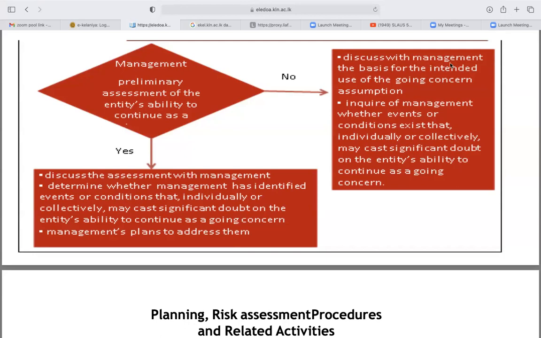Discuss with the management the basis for the intended use of the going concern assumption. Inquire of management whether events or conditions now exist that individually or collectively may cast significant doubt on the entity's ability to continue as a going concern.